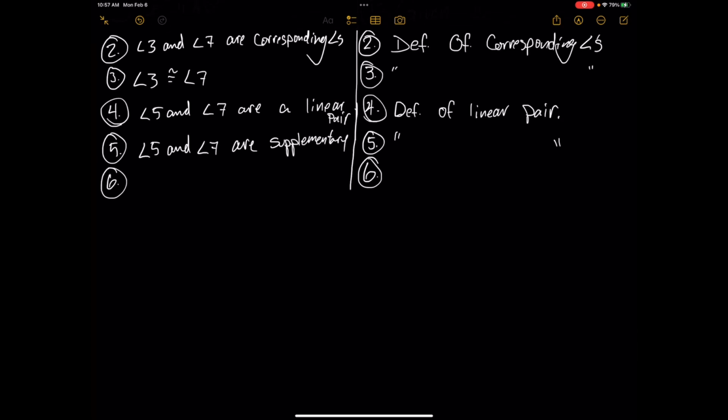Angles 5 and 3 are corresponding. Angle 3 and angle 5, what are they? Supplementary. Why can I say that they're supplementary? How did I relate 3 to 5? Definition of linear pair? No, not definition of linear pair. Vertical angles are congruent. Substitution. Definition of corresponding. Transitive property of congruence. Gotcha. Yes, I do.